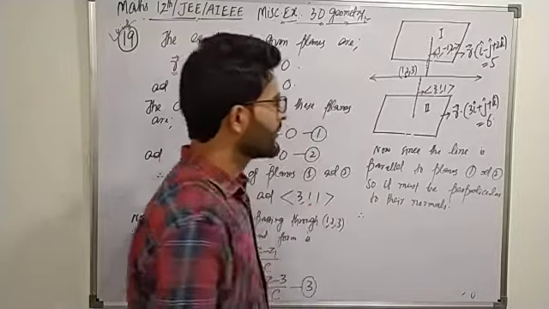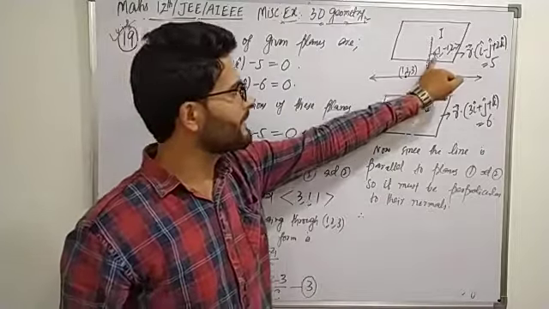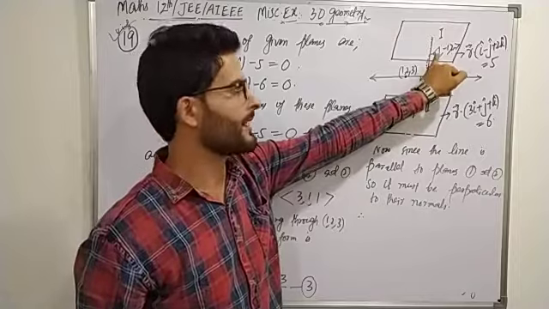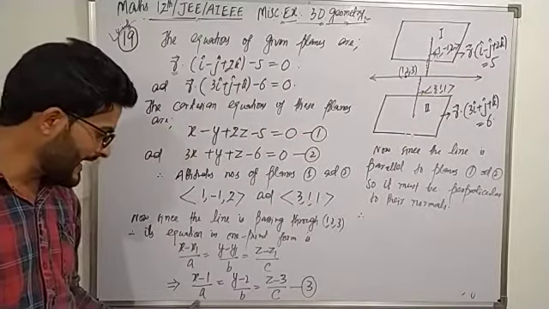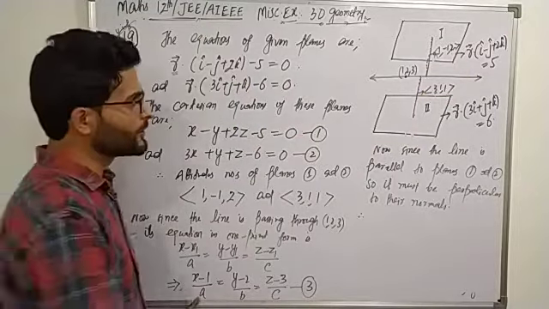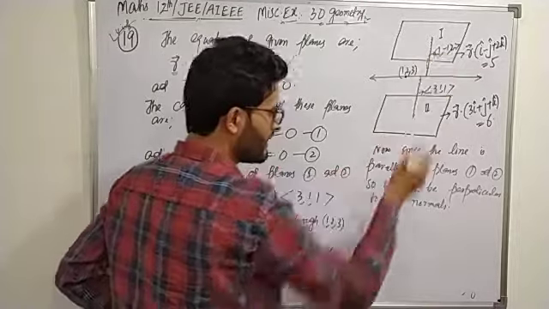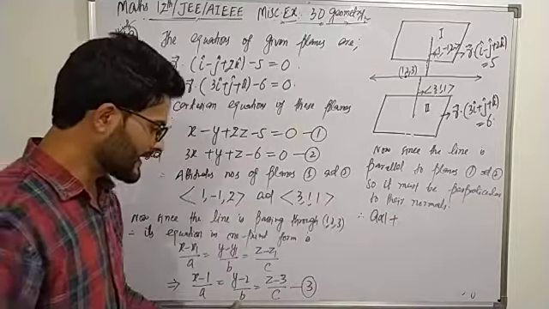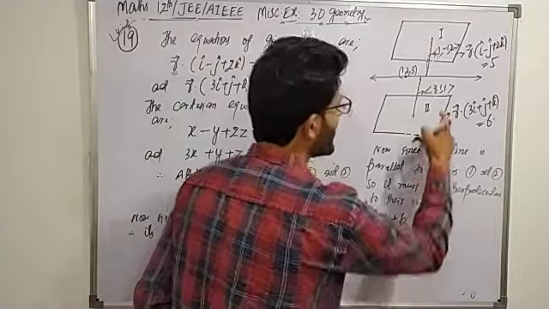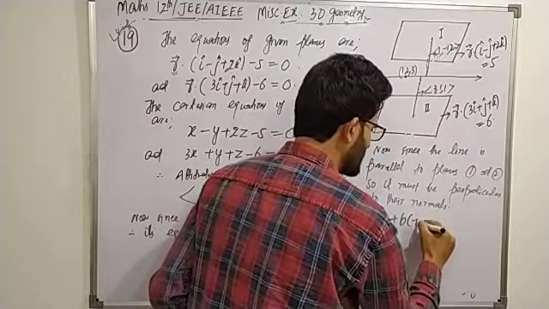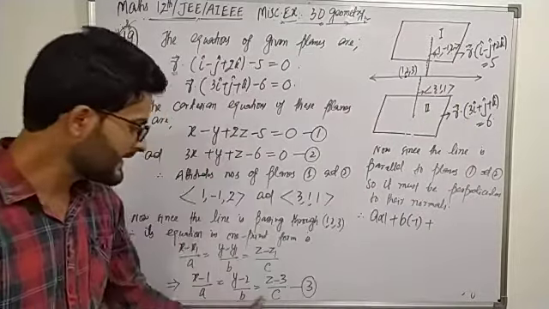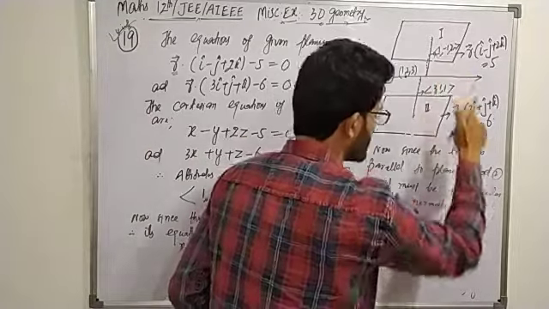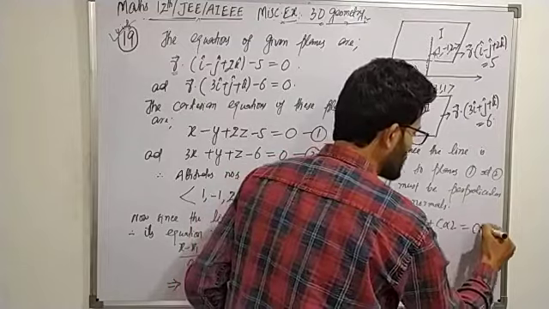Therefore, the sum of products of the direction ratios of the line and the direction ratios of the normal of plane first will be equal to 0. So what are the direction ratios of the line? a, b and c. So a into 1, the first direction ratio of the normal, plus the second direction ratio of the line, that is b, into the second direction ratio of the normal, that's -1, so b into -1, plus the third direction ratio of the line, that is c, into the third direction ratio of the normal, that is 2, must be equal to 0.